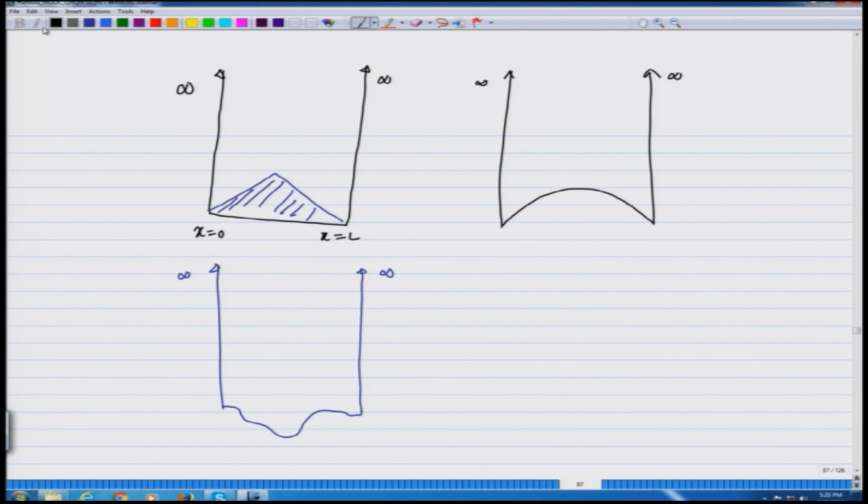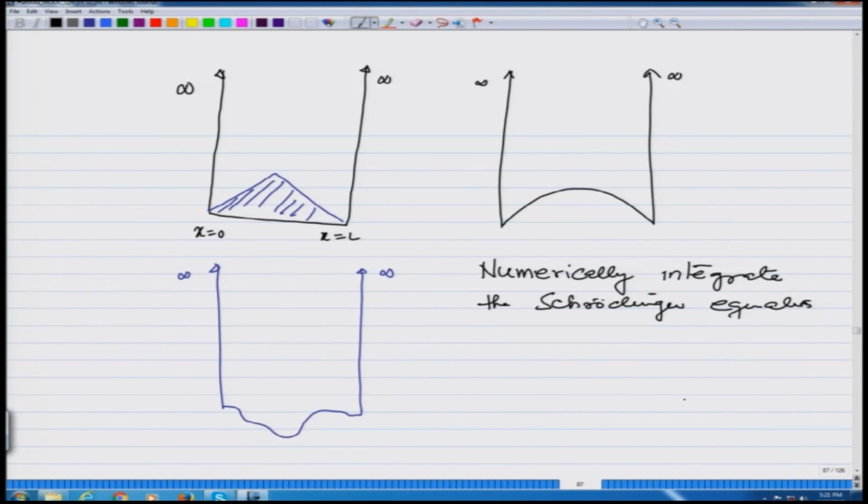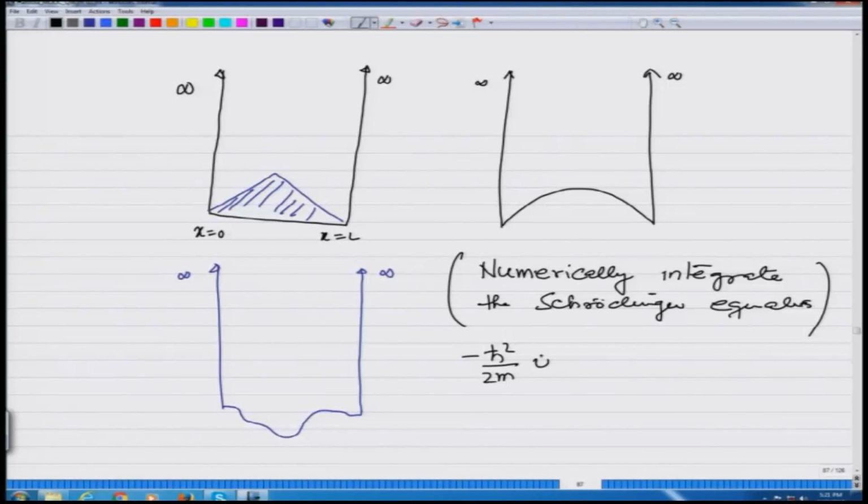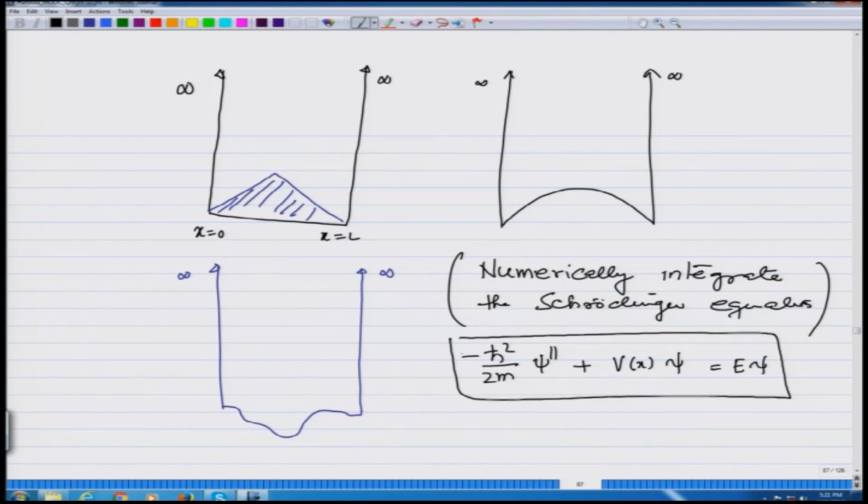And for that we have to numerically integrate the Schrodinger equation. How do I numerically integrate a differential equation? I will right now focus principally on solving the Schrodinger equation, which is a second order differential equation, psi double prime plus V x psi equals E psi, and this is an eigenvalue equation.